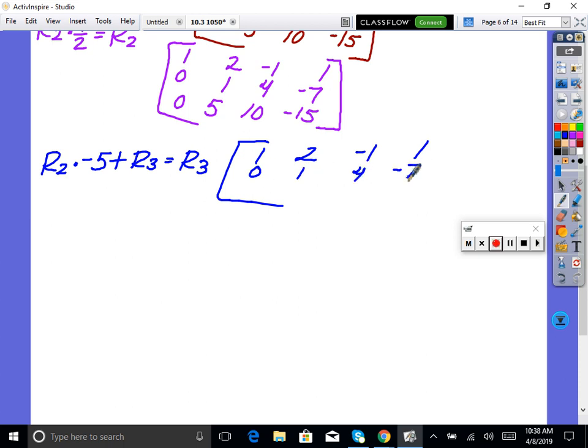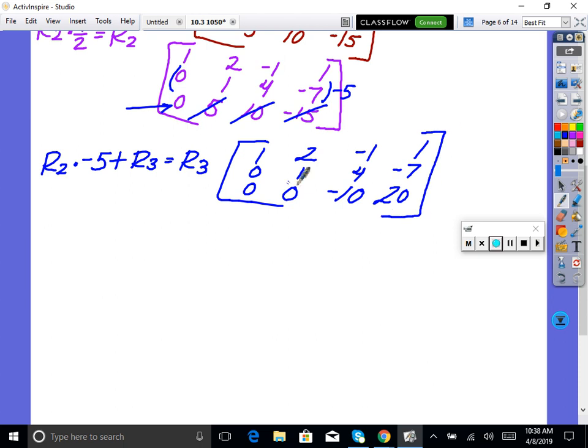And here we go. So 2 times negative 5. Negative 5 times 0 is 0. 0 plus 0 is 0. Negative 5 times 1 is negative 5. Negative 5 plus 5 is 0. Negative 5 times 4 is negative 20. Negative 20 plus 10 is negative 10, isn't it? Negative 5 times negative 7 is positive 35, minus 15 is 20.